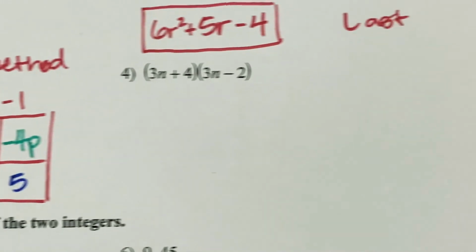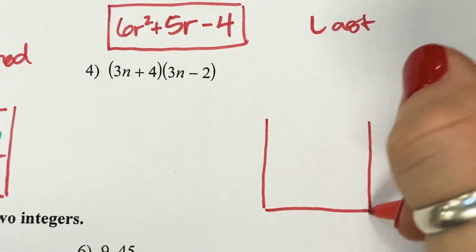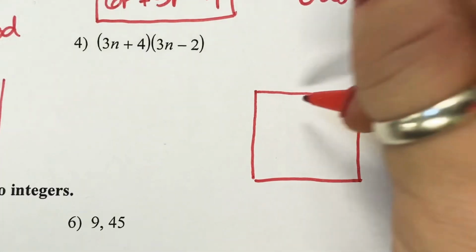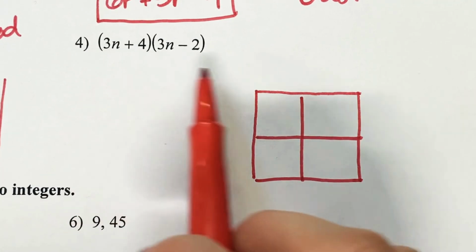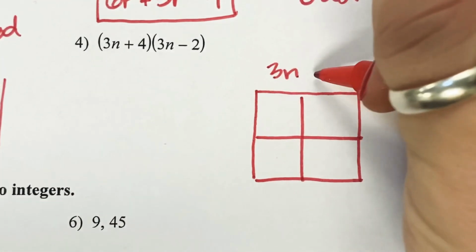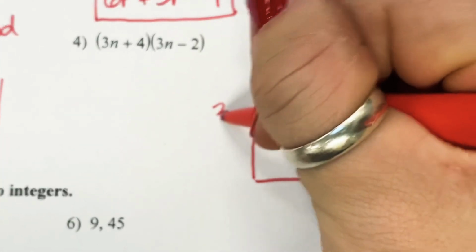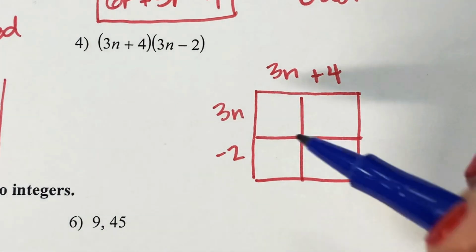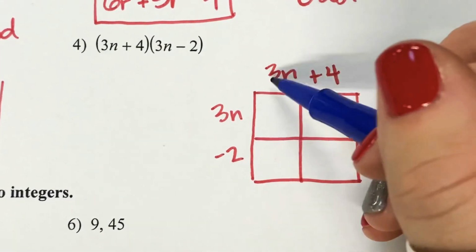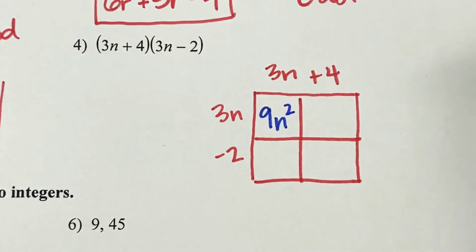Okay, let's do the box method one more time for number 4. We're going to draw our box right here, 4 squares inside. I'm going to write my first binomial on top, so 3n plus 4. And I'm going to write my second binomial down the side, 3n minus 2. Now we can fill in these boxes. So 3n times 3n, 3 times 3 is going to give me 9. 2 n's is n squared.